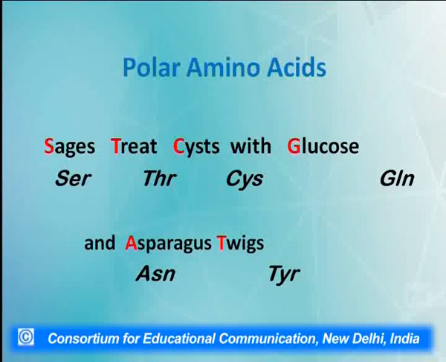So Sages means serine, treat means threonine, cyst means cystine, G in glucose means glutamine, A in asparagus means asparagine, and T means tyrosine. That means the polar amino acids we can remember by remembering the sentence, Sages treat cyst with glucose and asparagus twigs. That means serine, threonine, cystine, glutamine, asparagine, and tyrosine.